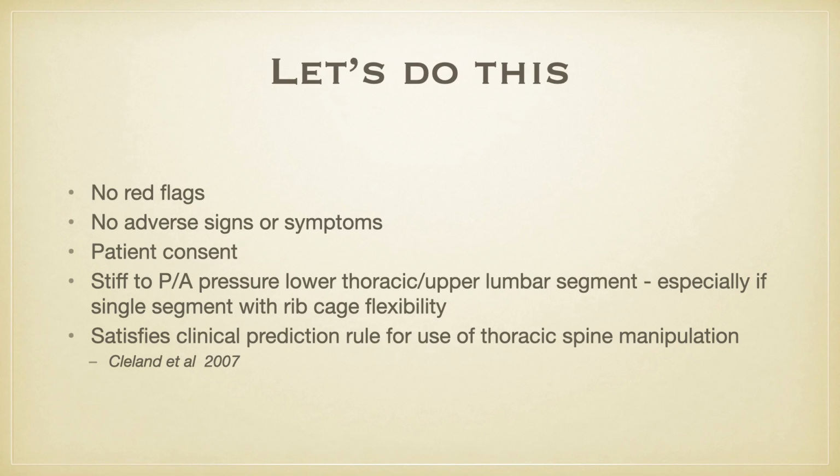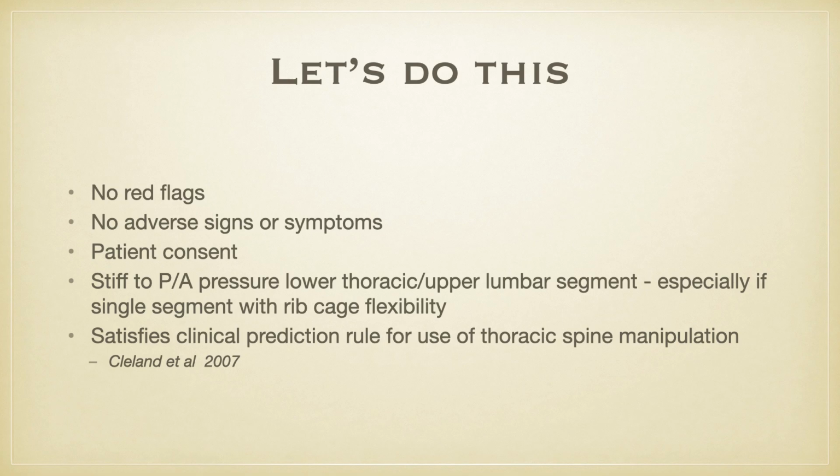Other things to look at is they have segmental stiffness to PA pressure, or overpressure for PIVMs, things like that. They have not complete rigidity of the rib cage. There's some flexibility there, so that would dictate which kind of technique you're going to use. And it could even satisfy the clinical prediction rule for use in the thoracic spine as outlined by Cleland and other authors.